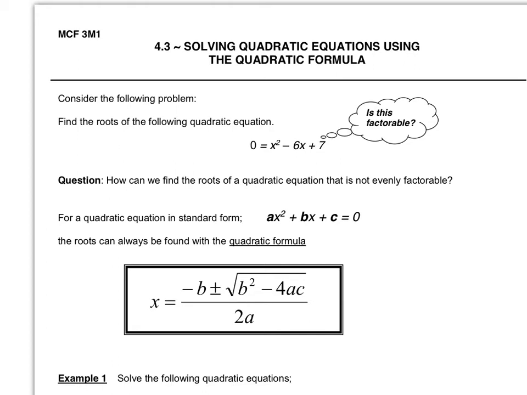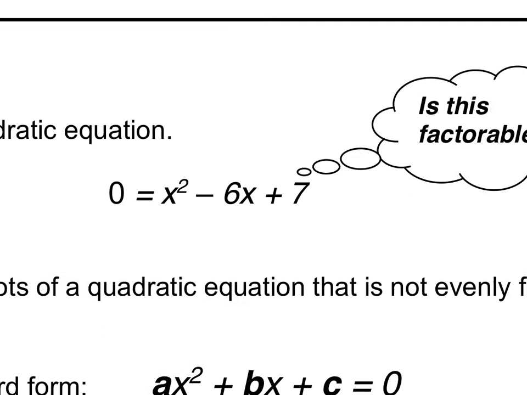Now we're going to go back to factored form, really, because we're going to be learning something called the quadratic formula. So the quadratic formula is something that can be used when we are dealing with standard form that is unfactorable. So if I look at this equation that's given to me right here, this x squared minus 6x plus 7, I can try to use my sum and product rule to make a product of 7 and a sum of negative 6, but there are no two numbers that work.